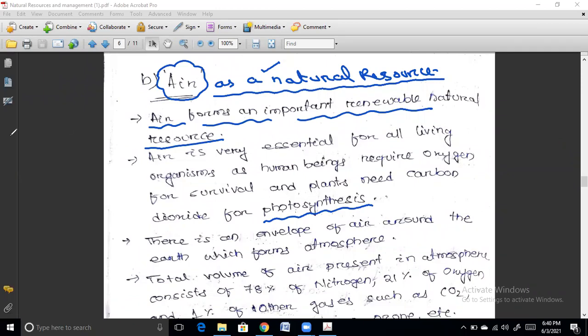Different trophic levels: first trophic level, second trophic level, third trophic level, and so on. Trophic level means, as in a food chain, one food depends on another, and one organism depends on another organism, and in this way the chain is created.